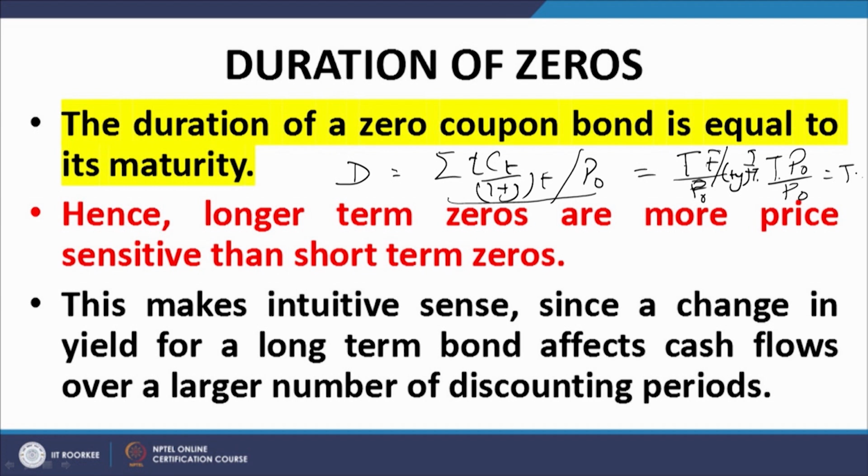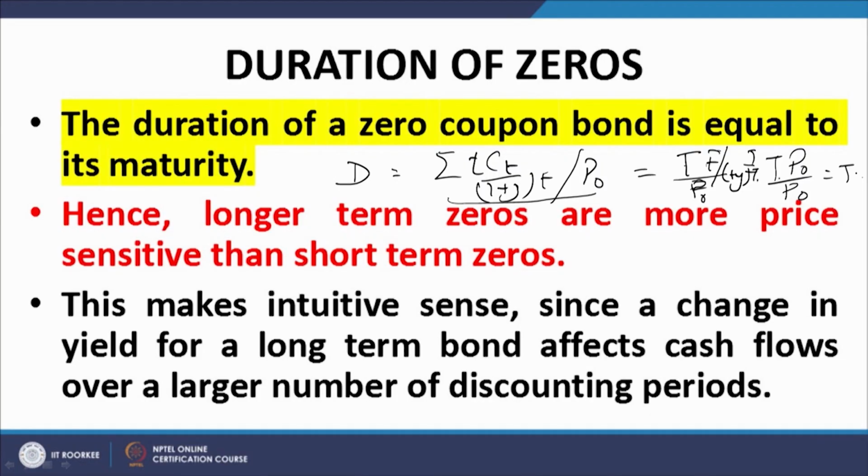Hence, longer term zeros are more price sensitive than short term zeros. That is natural, because the duration of a longer term zero will be equal to its maturity, which is longer, and therefore, the longer term zeros will be more sensitive to changes in interest rate compared to short term zeros. This makes intuitive sense, since the change in the yield for a long term bond affects cash flows over a longer period of discounting periods. So, that is the financial rationale behind the mathematics.